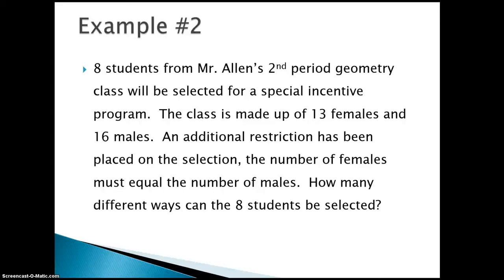So I want to make a couple of notes here. If there are 13 females and 16 males, how many students are there total? Now, hopefully you're thinking 29. If we are picking 8 students and the number of females and males must be equal, then how many of each do we have to pick? Hopefully you're thinking 4 and 4. So let's look at how the solution will work.